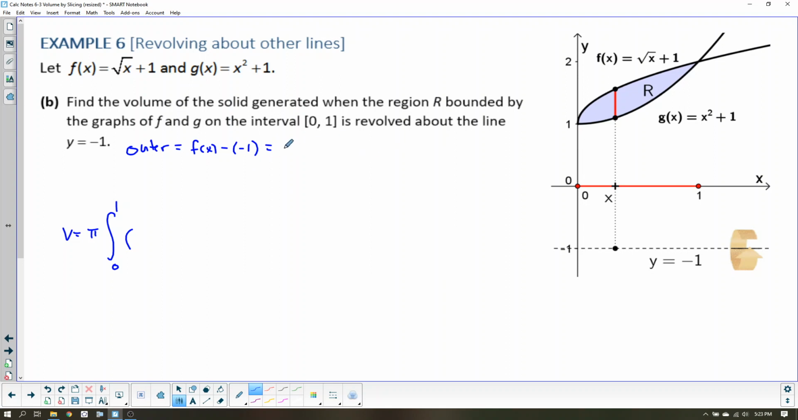So if we put all that in there, this is really square root of x plus 1, plus 1. So that represents this entire distance. And again, you could think of it differently. This is just f of x, but then I have to keep going, and that additional distance is 1. So that outer radius is f of x plus 1.